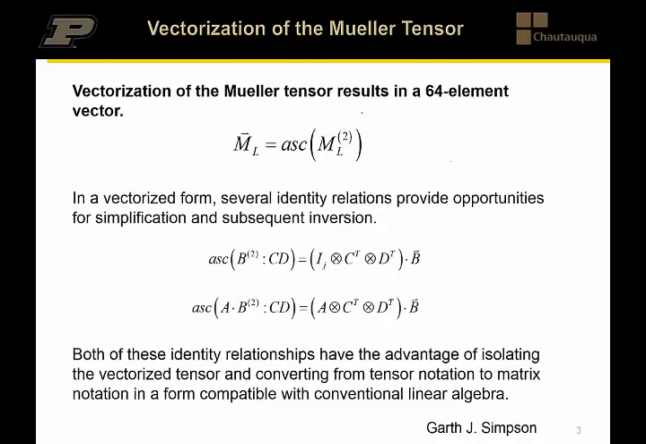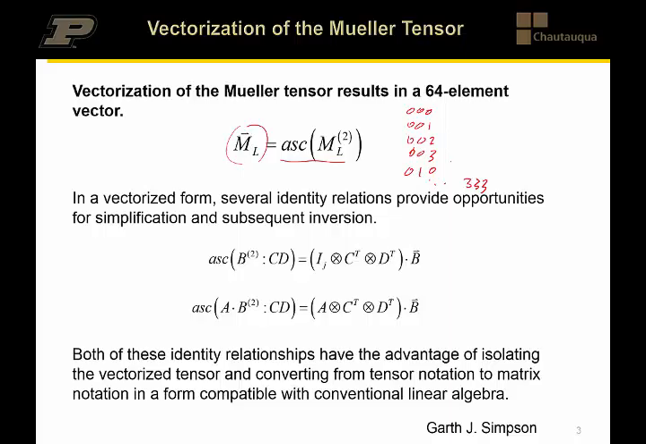So when considering the vectorization of the Mueller tensor, for example, we know exactly, if we use this ascending vectorization notation, the order in which the indices will appear in the vectorized form. They'll be 0, 0, 0, 0, 0, 1, 0, 0, 2, 0, 0, 3, and then 0, 1, 0, all the way down to 3, 3, 3. And that'll be the full set of 64 in ascending vectorized notation.